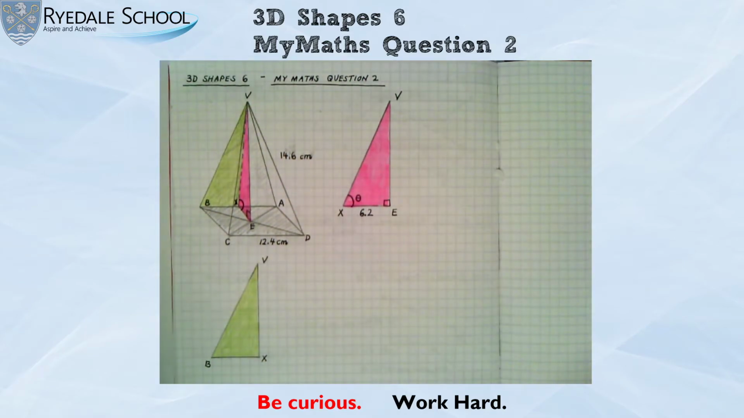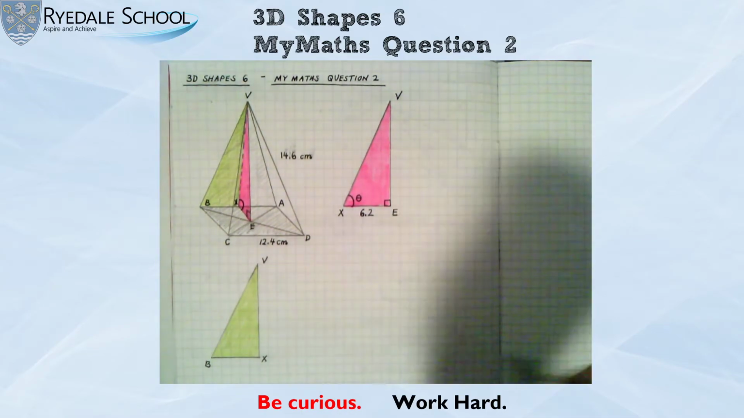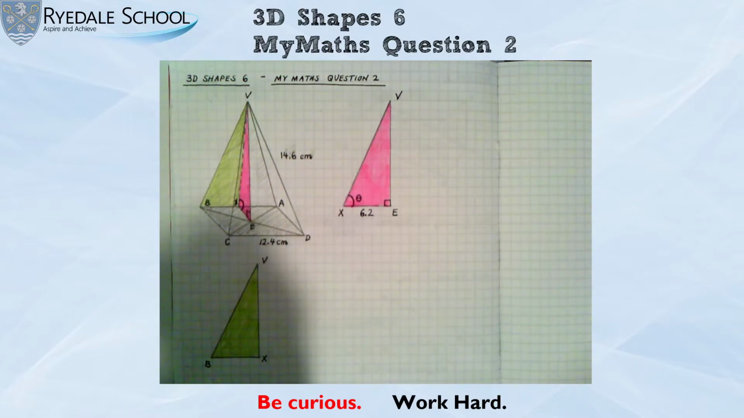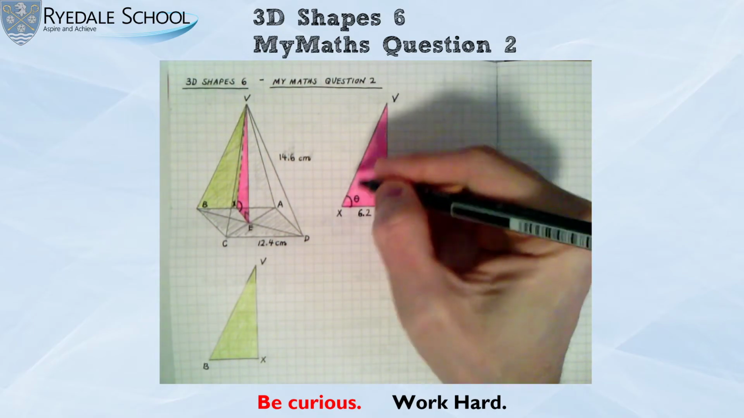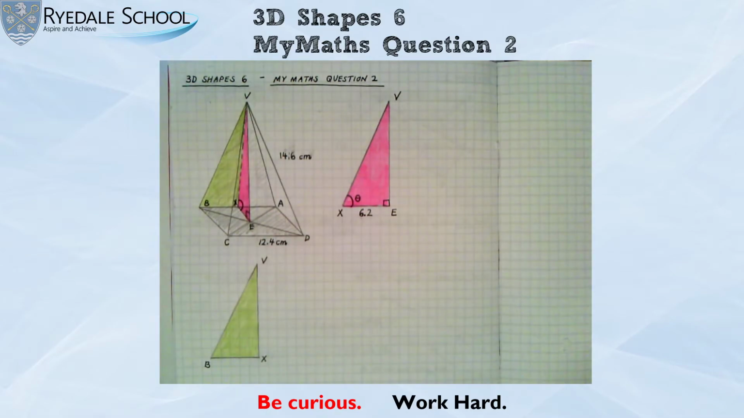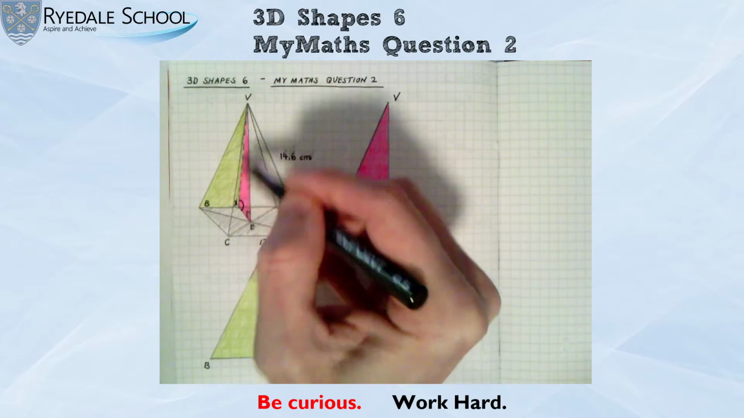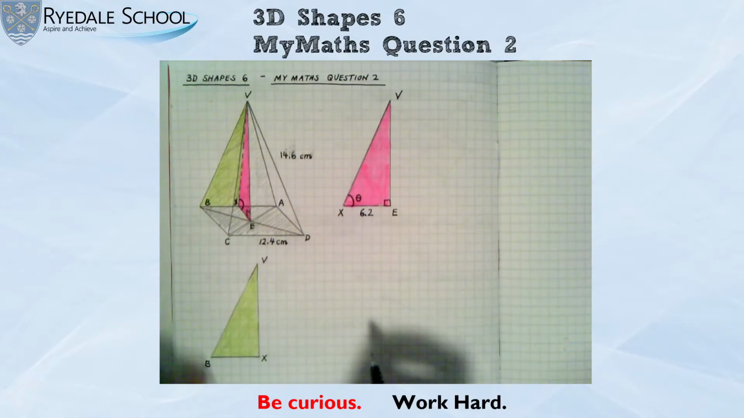Now from here, you've got a couple of different options. You could work out the height VE. And you've probably worked out the height of some pyramids in some other questions, and you might be confident doing that. I personally think it's easier to work out the length of VX. And this is what I need my second green triangle for. Because I can work out the length of VX using Pythagoras. And I would always avoid using trigonometry if I can find something using Pythagoras.